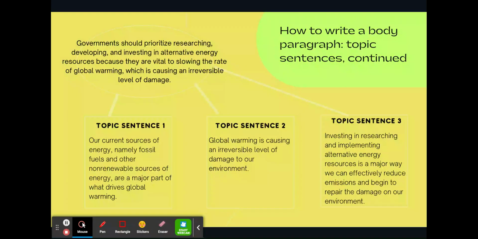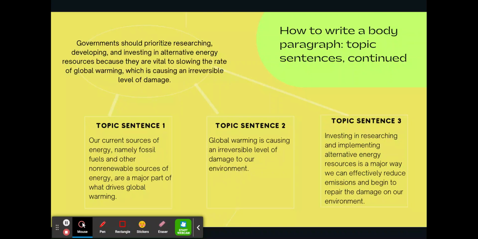Okay, so again, here's our thesis statement just as a refresher. Governments should prioritize researching, developing, and investing in alternative energy resources because they are vital to slowing the rate of global warming, which is causing an irreversible level of damage. For our first topic sentence, I said, our current sources of energy, namely fossil fuels and other non-renewable sources of energy, are a major part of what drives global warming. So that starts to address that implied reason that we didn't really say in our thesis statement.